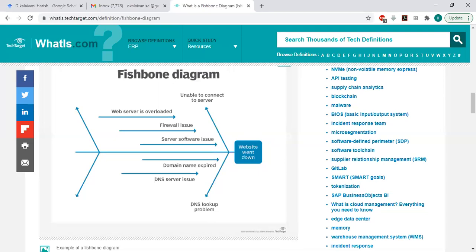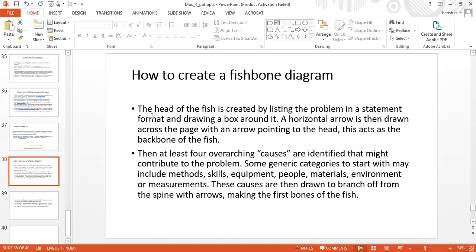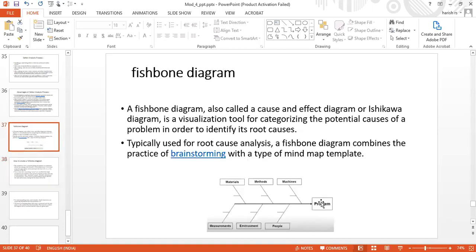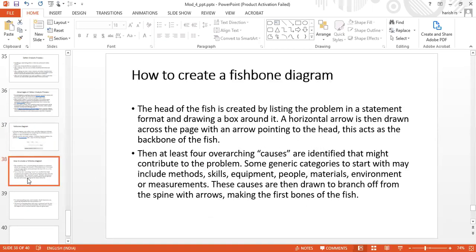So how do we go about this? The head of the fish is created with a list of problems in the statement. The head of the fish will be the problem. That is what we saw here also. So we start creating and then draw a horizontal arrow mark, which will be the backbone, pointing towards the head. This will be the backbone drawn pointing towards the head, which acts like a main arrow.